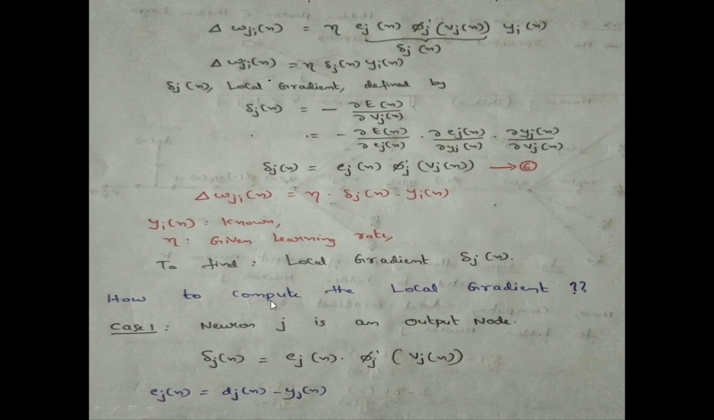So now we are successful in expressing this local gradient value in terms of the local gradient of the output layer neurons. Summarizing our discussion, the weight correction delta Wji(n) is defined by the delta rule, which is equal to the learning rate parameter eta into the local gradient delta j(n) into the input signal of the neuron j, yi(n). The second point we have discussed is that the local gradient of the neuron j, delta j(n), depends on whether this neuron j belongs to the output node or to the hidden node. If the neuron j belongs to the output node, delta j(n) is equal to Ej(n) into φj'(Vj(n)).